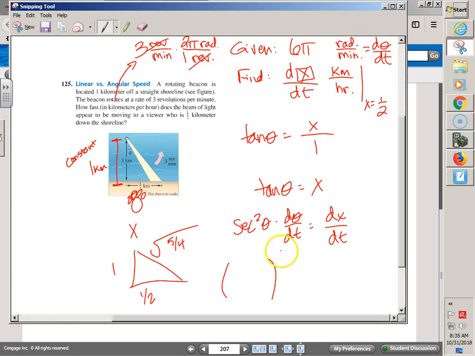I want to square secant. How do I get secant? Hypotenuse over adjacent. So, I mean, it's going to take a little bit of creativity to make it match. Simplifying a complex fraction, etc.